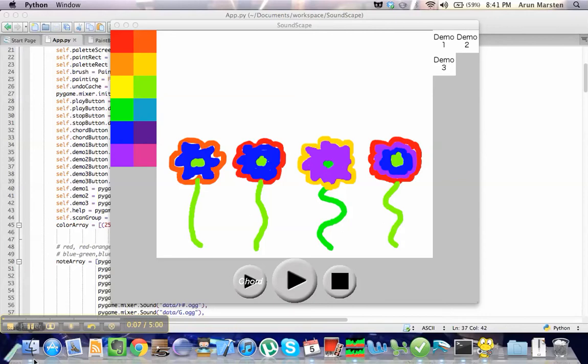This is the kind of picture you'd expect to find on the refrigerator of anybody with a 5-year-old, and it looks good, but what if we wanted to listen to it instead of look at it? That's where SoundScape comes in. Just press play.